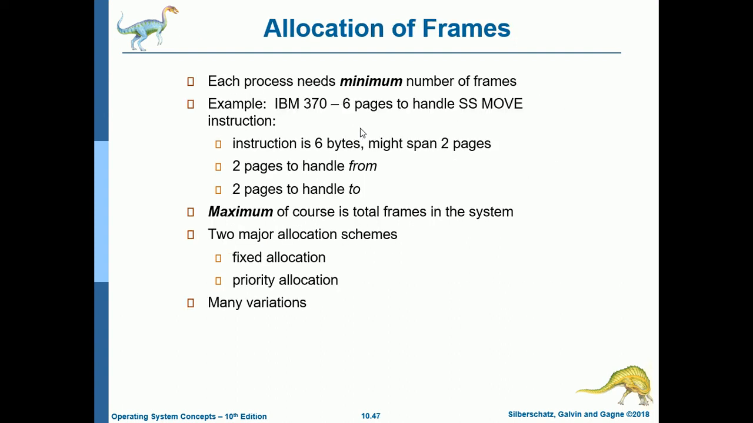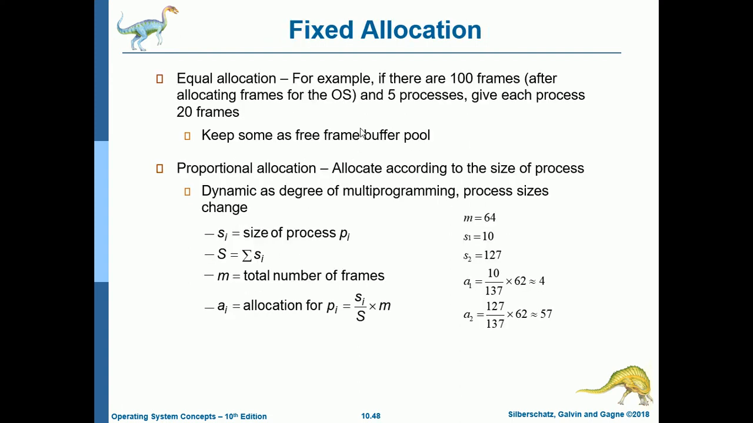Next we have allocation of frames. Each process needs a minimum number of frames. For example, on the IBM 370, 6 pages are needed to handle the SS move instruction. The instruction is 6 bytes and might span 2 pages, then 2 pages to handle the from, and 2 pages to handle the to. That's why it needs 6 pages. The maximum, of course, is the total frames in the system. There are two major allocation schemes, fixed allocation and priority allocation, and they have many variations.